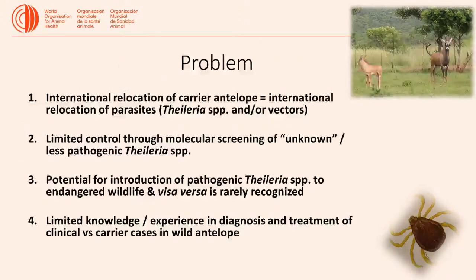So what are the problems? We've got a relocation of carrier antelope internationally. We don't really care about them except if it's Theileria parva. Is that a mistake? I think it's a big problem. It's something we need to look into. Normally, our geographical barriers in nature have been the barriers between these different species moving around. Those geographical barriers have disappeared with much more efficient transportation methods. So we've also got limited control, and we have limited knowledge about the treatment and diagnosis of this condition. But it's slightly improving, certainly.